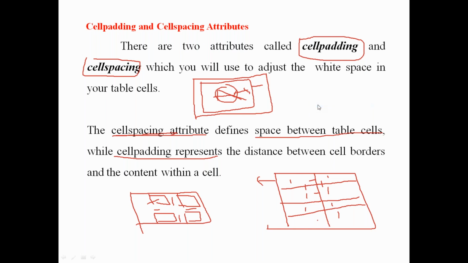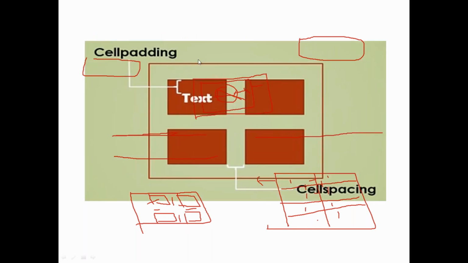I hope it is clear to you what cell spacing and cell padding mean. Cell padding means you already have the cells, like these 1 2 3 4. If you want to add extra space between the content, whatever you typed in the cell, called content or data, and the border of the cell, that is called cell padding. The cell spacing means the distance between the cells, the space between the cells. Okay, now next one is, wait a minute.